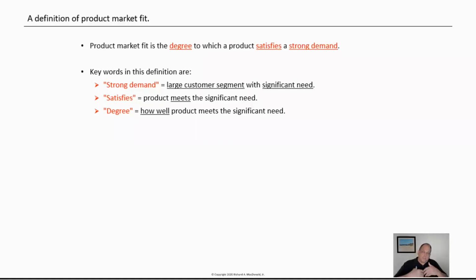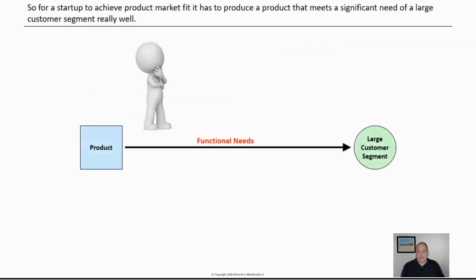The second part, satisfies, is stating whether or not your product meets that need. And the third part, the degree, is of course how well your product meets that strong demand, or meets the need in that large customer segment that's creating the strong demand. So those are the elements. Keep those in mind. This is what every startup strives for. I need to achieve product market fit.